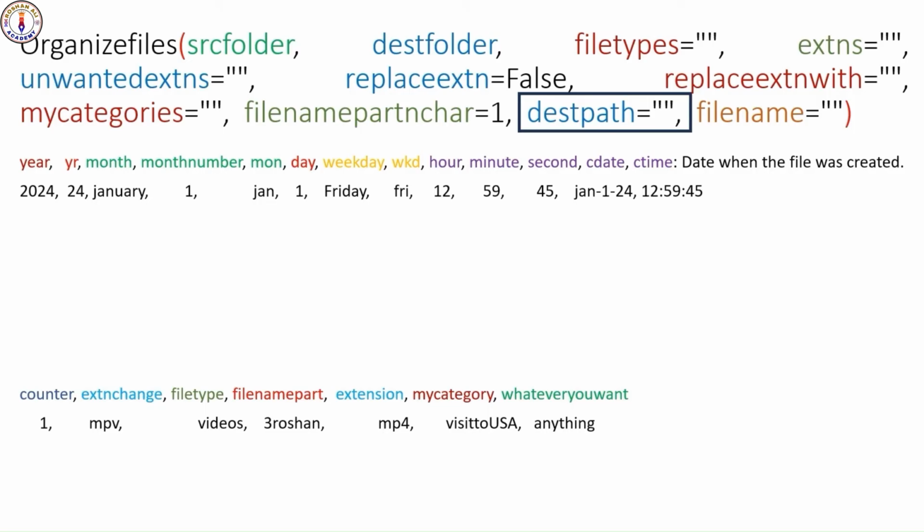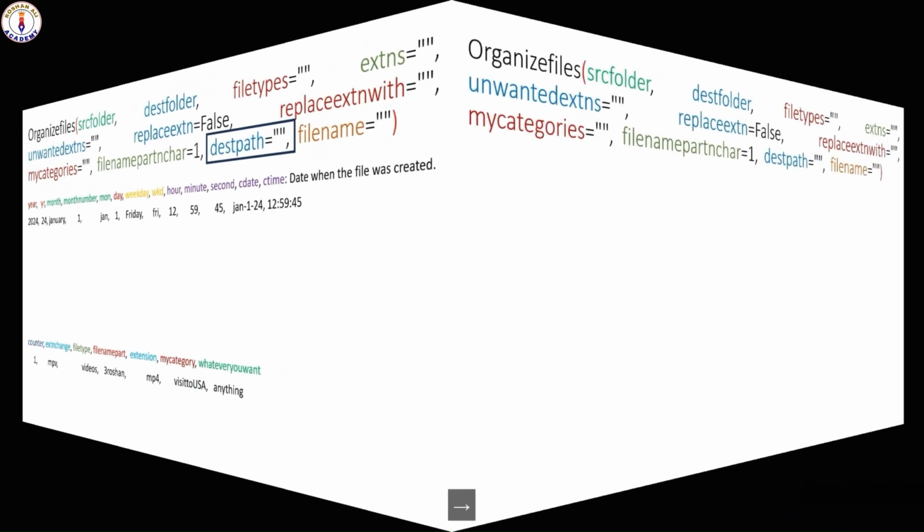For example, MP4 files will be moved to the MP4 folder. If you type my category in dest path, it will create subfolders based on the value specified in this parameter. For example, visit to USA. Also, you can create a custom named folder where all your files can be moved. This could be anything you wish to create folders for.